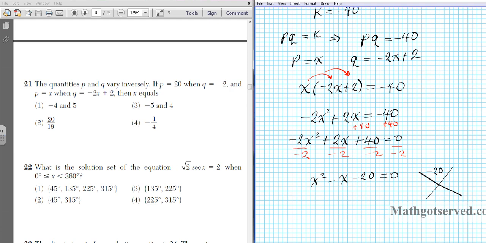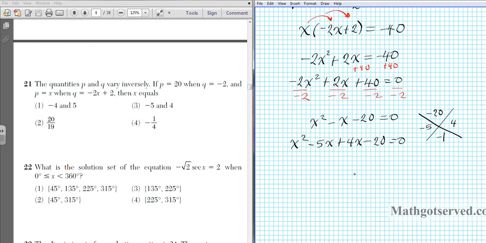AC is negative 20, B is negative 1. What two numbers multiply to give you negative 20 and add to give you negative 1? We can use negative 5 and 4. So plug that back in here. We'll have x squared minus 5x plus 4x minus 20 equals 0. Alright, so let's break it down to center and factor by grouping.